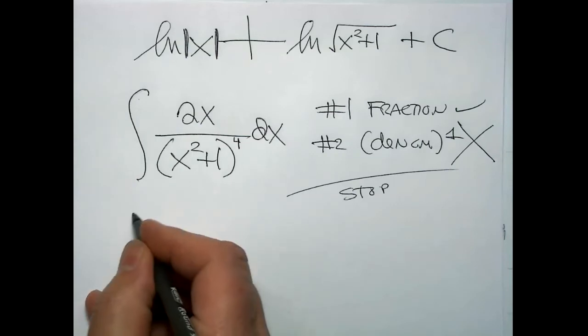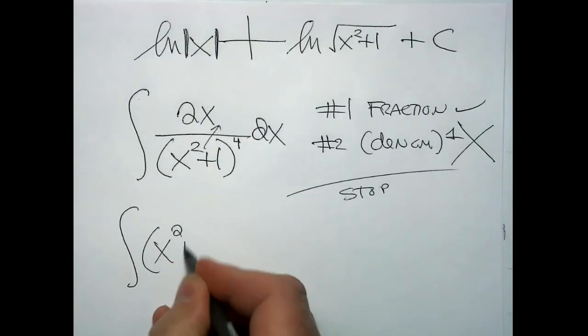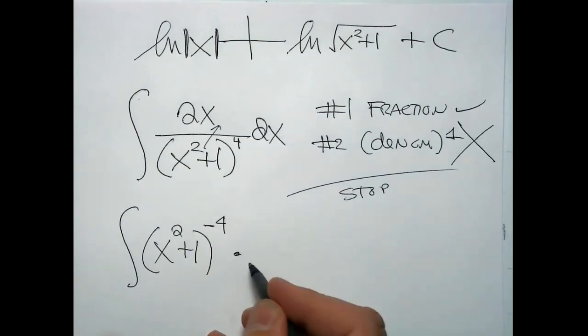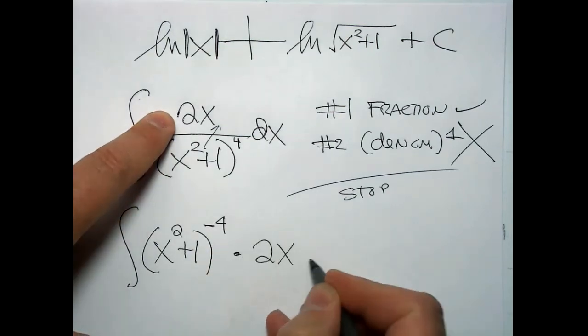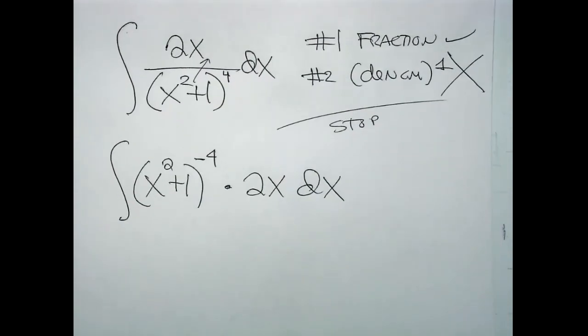When the denominator is not to the 1 power, here's what we need to do. Make it not a fraction anymore. Push the bottom to the top and see what happens. This bottom comes right up to the top and becomes x squared plus 1 to the negative 4 power multiplied by a 2x. And we're back to the previous section.